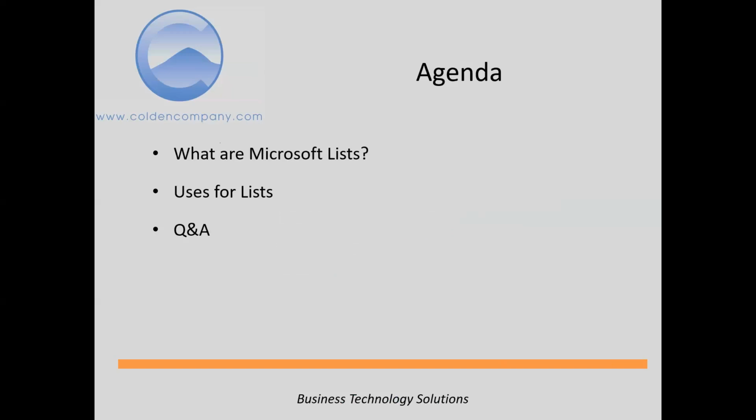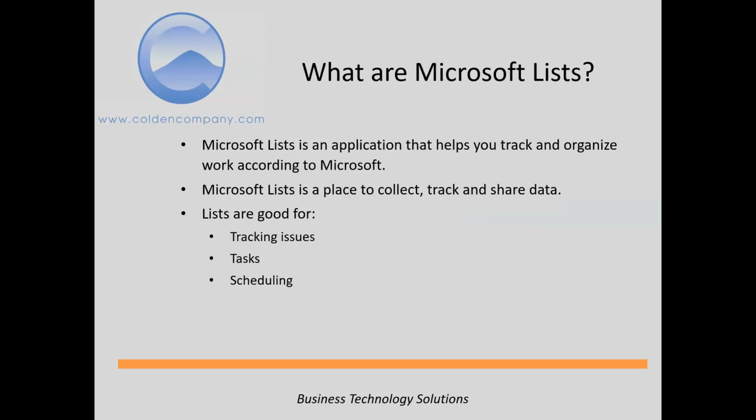Looking at our poll question, it looks like the majority of folks are not using Lists today. Okay, so let's move on. What is a Microsoft list? Well, according to Microsoft, it's an application that helps you track and organize work. It's really a place to collect, track, and even share data. It's good for tasks, scheduling, and of course tracking issues. If you have familiarity with SharePoint lists, Microsoft Lists is really just an evolution of that.